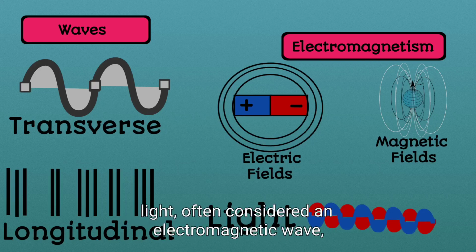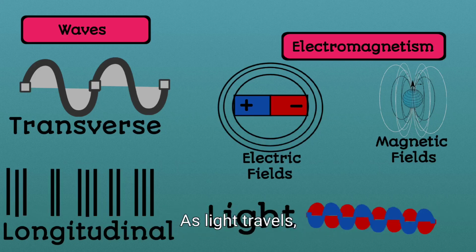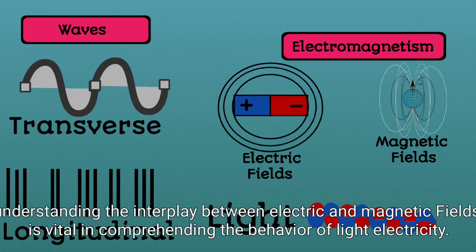Light, often considered an electromagnetic wave, consists of oscillating electric and magnetic fields perpendicular to each other and the direction of propagation. As light travels, these fields interact, creating the entire spectrum of electromagnetic radiation, from radio waves to gamma rays. Understanding the interplay between electric and magnetic fields is vital in comprehending the behavior of light.